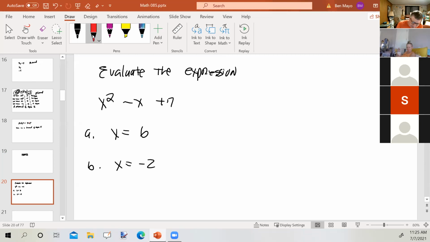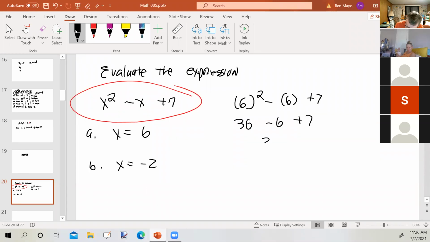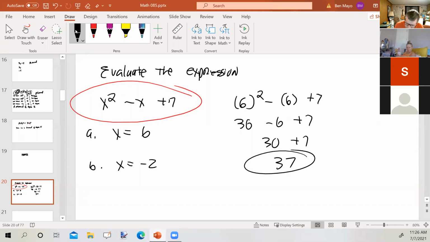So let's take a look at this expression. This is a trinomial of degree 2 because the highest powered term is x squared, followed by a term that's 1 degree and a term that's 0 degree. So to evaluate the expression, we're going to put 6 in the place of x. So we're going to get 6, the quantity squared, minus 6 plus 7, which is 36 minus 6 plus 7, which is 30 plus 7, or 37. So when x equals 6, the value of the expression is 37. Any questions about that?